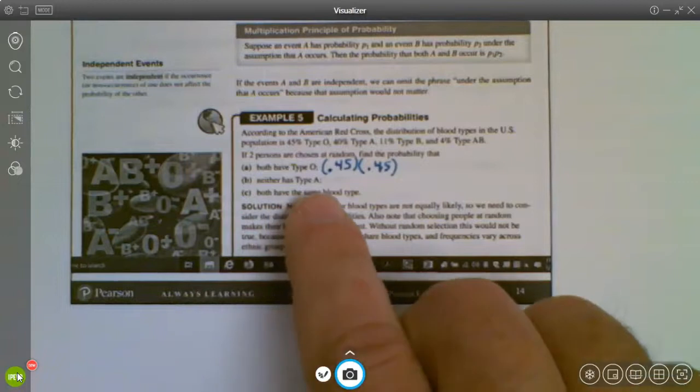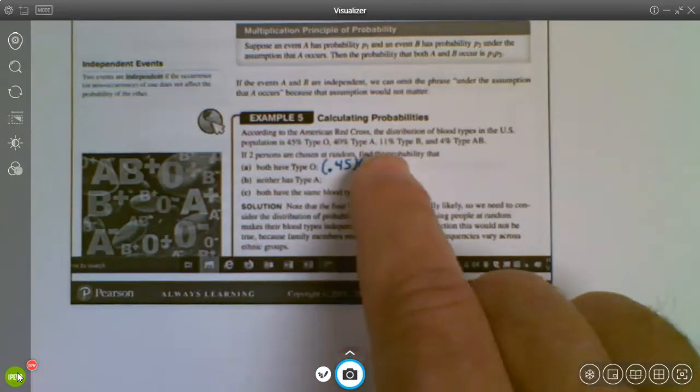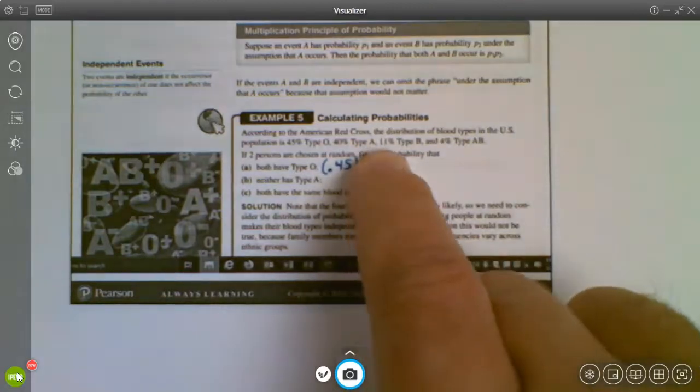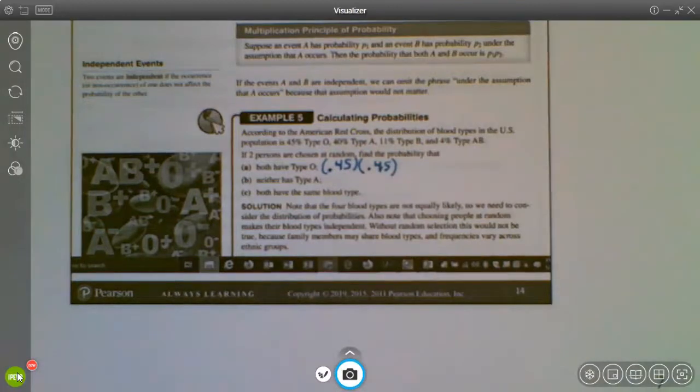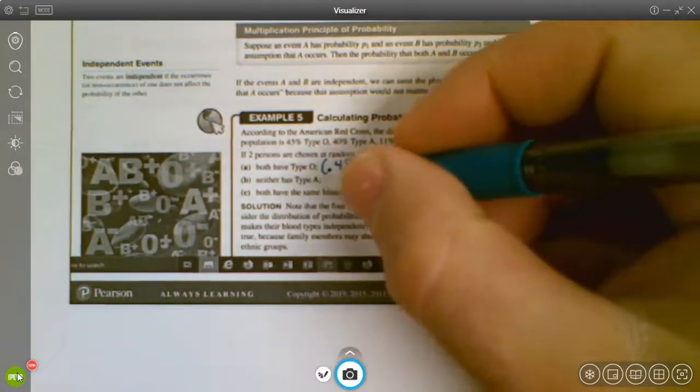If we wanted to say that neither has type A, well, here's the best approach for this. If there's 11% that it's type A, what percent is it that it's not type A? Well, it'd have to be the remaining 89%, right? It's got to add to 100. So in this case, I would just say, well, what's the probability that neither is type A?